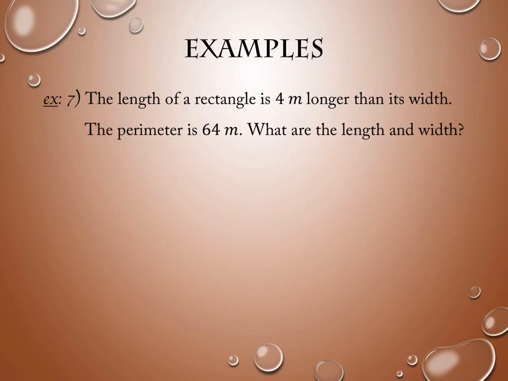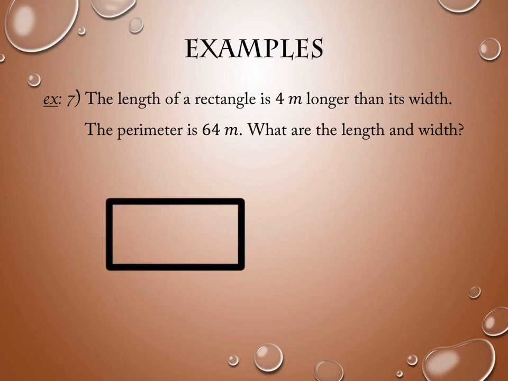This one's a little harder than the last ones because the information given is not quite as direct. The length of a rectangle is 4 meters longer than its width. The perimeter is 64 meters. What are the length and width? I'm going to draw a picture on this one, just to show you how that might look. I think this is a good one to draw a picture on as well. You don't know the length or the width on this, actually.